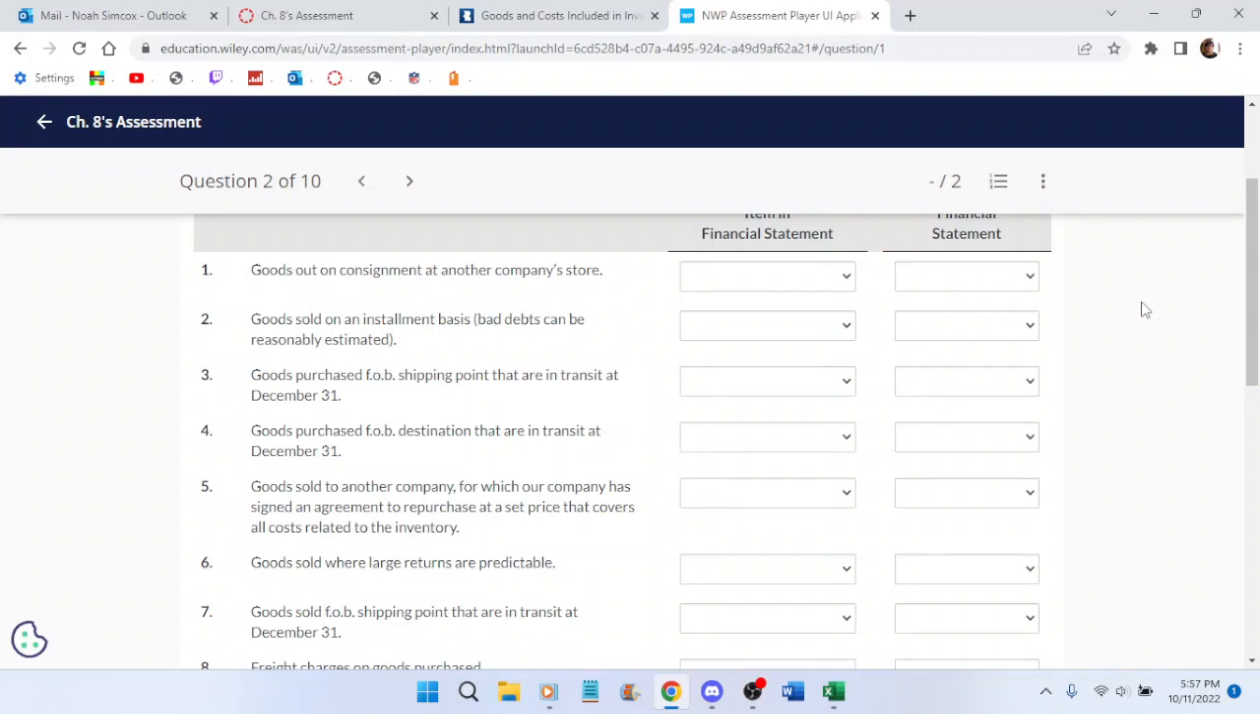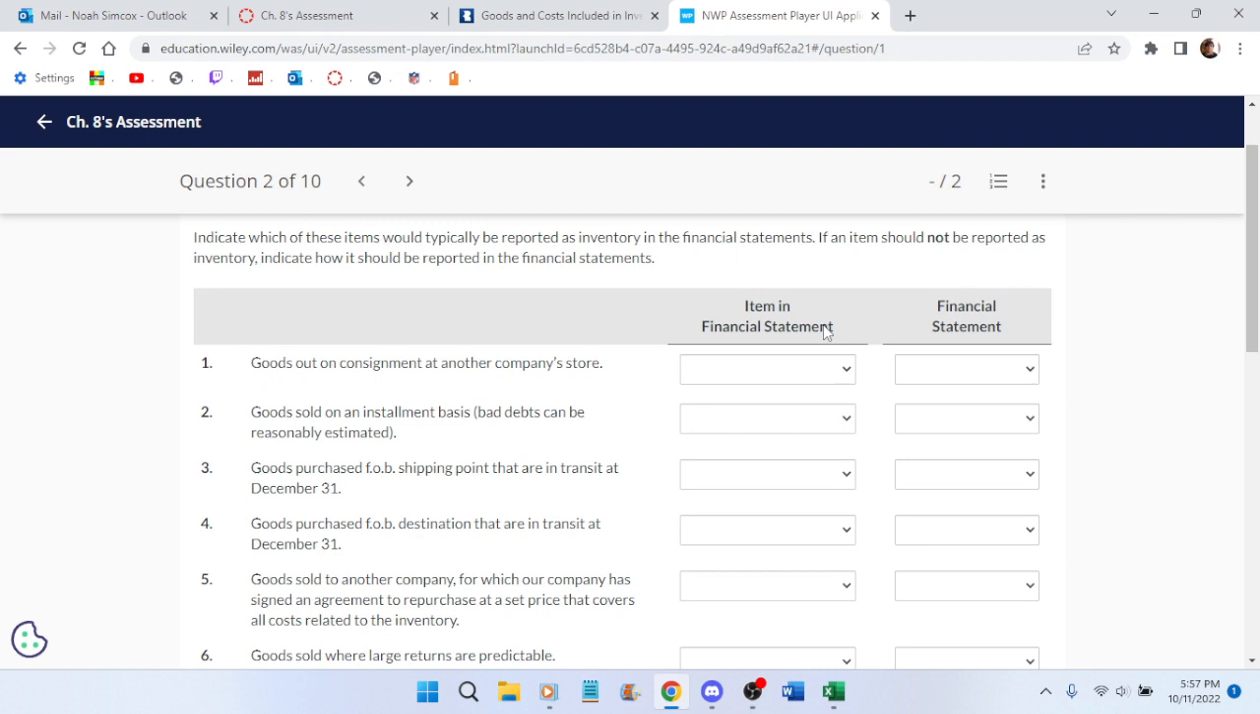Goods out on consignment at another company's store. That is included as inventory. There's actually lots of options that they give you, drop-down options, and that's kind of how the test was. There were like 2 multiple choice sections, which was kind of nice. But anyways, the only problem was I didn't know how to answer most of those multiple choice questions, and I still got 92%. Oh, man.